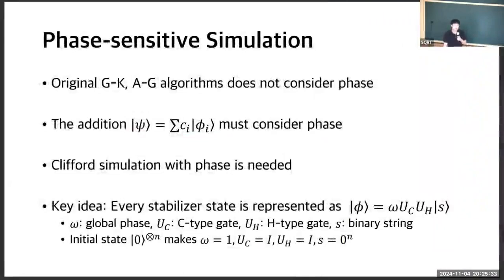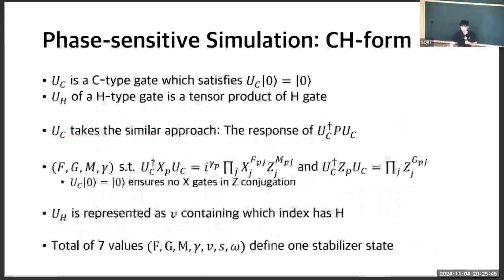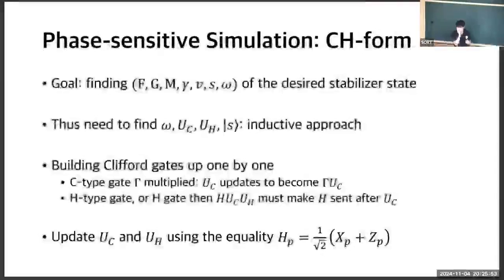So we can now compose phase sensitive stabilizer states with O(n squared) storage, and of course its updates would be O(n squared), and the measuring would be O(n cubed) here. So we need to find F, G, M, gamma, V, S, omega here to update the stabilizer state. So we can inductively approach that state, building Clifford gates up one by one.